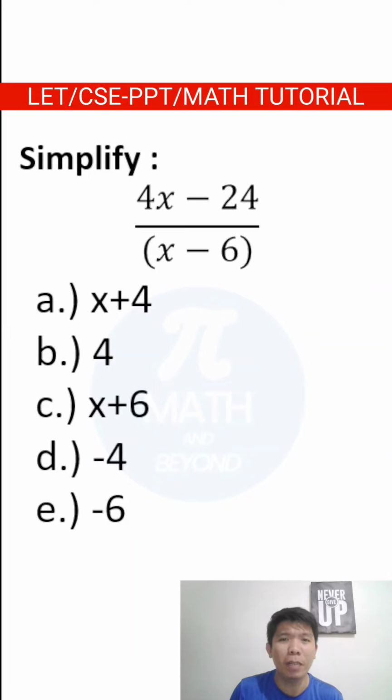We have here our problem. Simplify (4x - 24) over (x - 6). To do that, we are going to factor out first our numerator.